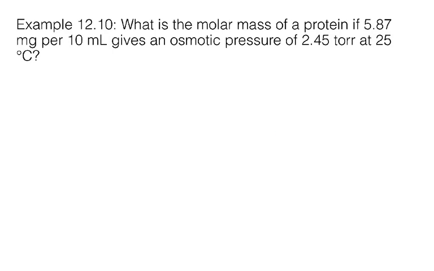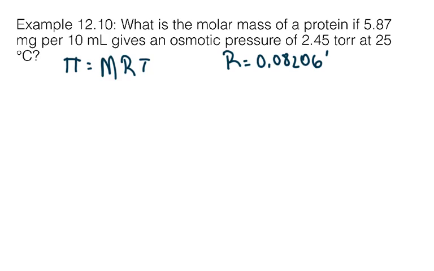So here's an example to work through. What is the molar mass of a protein if 5.87 milligrams per 10 milliliters gives an osmotic pressure of 2.45 torr at 25 degrees Celsius? And remember, our osmotic pressure is the molarity times the gas constant times the temperature, and R is 0.08206 liters atmospheres over Kelvin times moles.